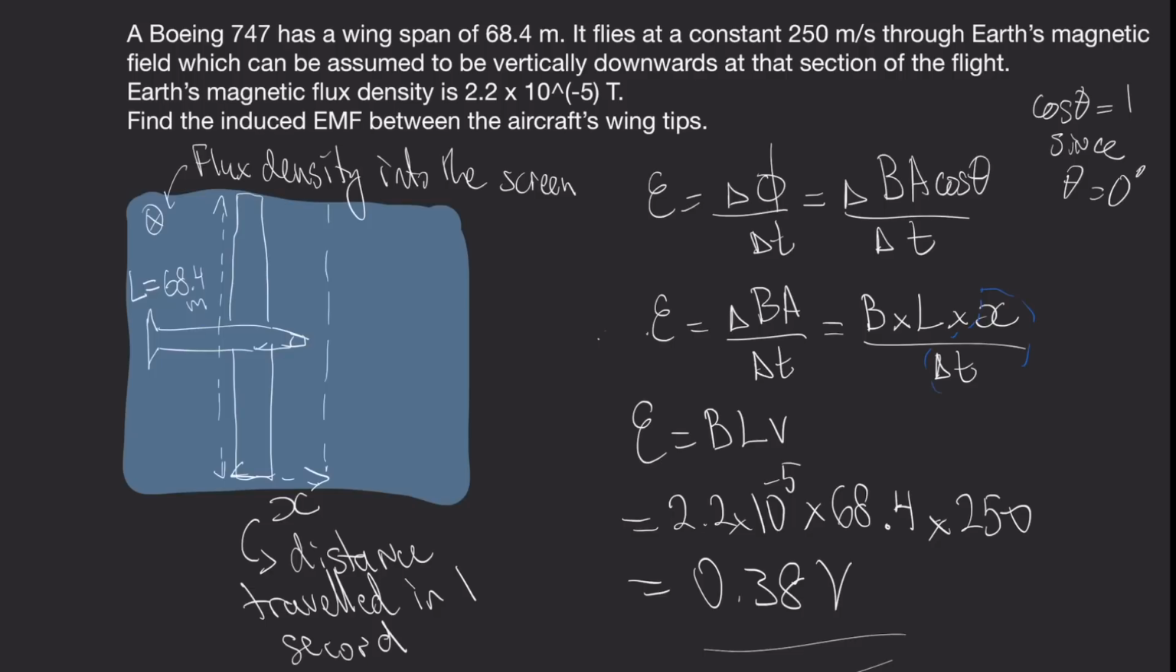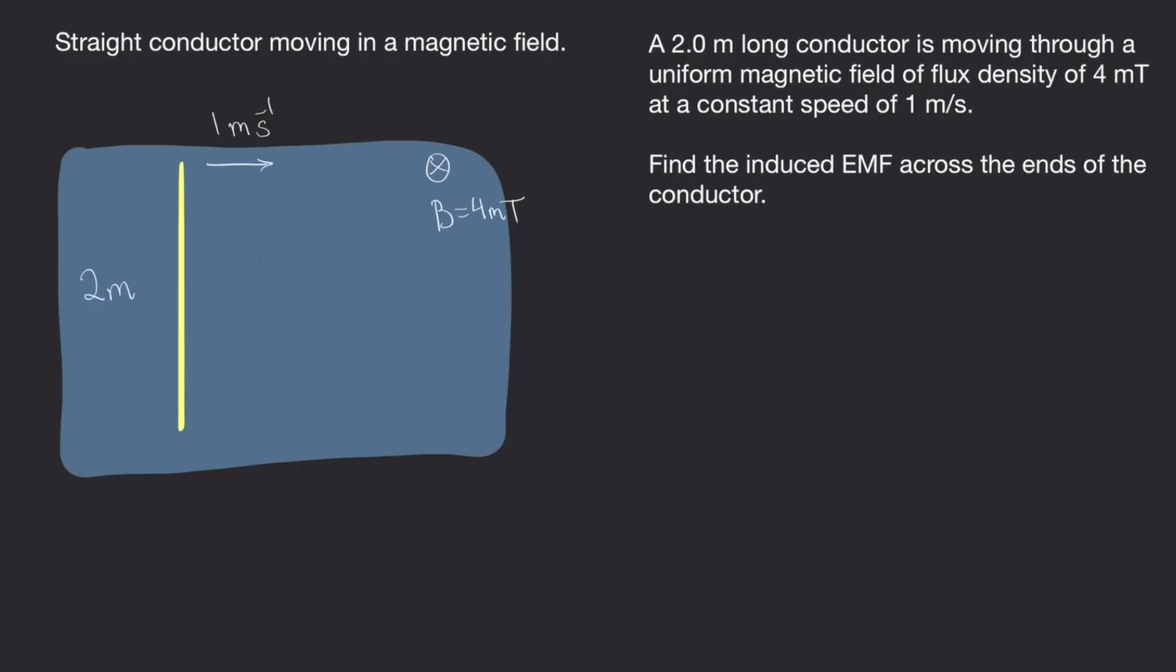The answer kind of makes sense. I mean, it's probably not going to be 1,000 volts generated, but we're going to have some small voltage between the tips. This formula can be applied anytime we have a vertical conductor that is moving at right angles. So even if we take a wire and we start to move that through a magnetic field, we are going to generate some EMF across its ends. This is because each of the individual charges is going to be experiencing a force due to Fleming's left-hand rule. This equation can be applied anytime we have a straight conductor moving in a magnetic field.